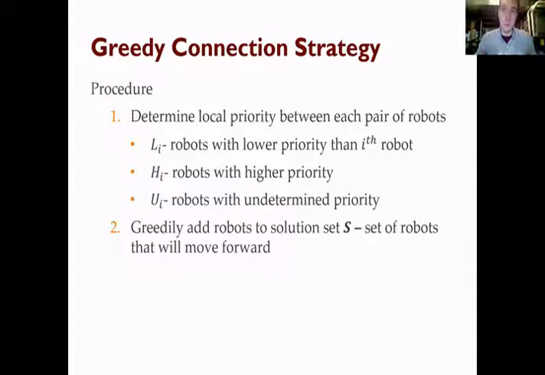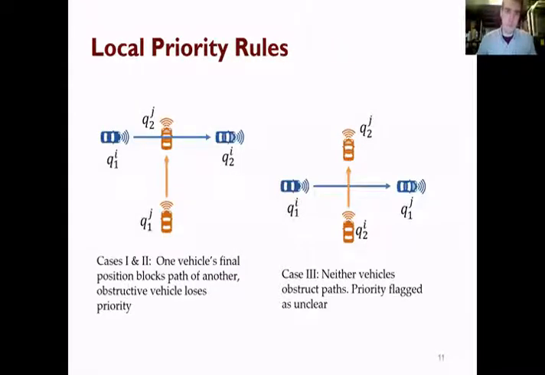And the second step will simply be to greedily add robots to the solution set based off of these previous priority sets that we've determined. And the local priority rule that we've decided on is that we pick the robot that is the least obstructive, and we give that robot priority. So an example of this to the left here is we go back to the example of robot I and robot J. If we move robot J from Q1 to Q2, you can see it blocks the path of robot I that wanted to move from Q1 to Q2.